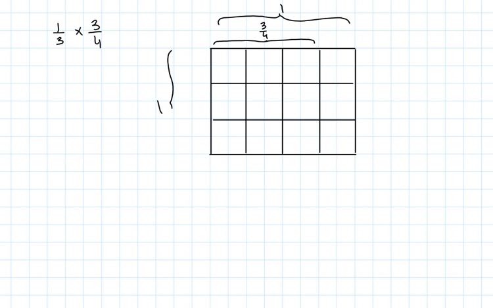Also on the side, or vertically, we're going to be doing the same thing. So that's 1, and that one is broken into thirds, and we only need one of these thirds for our multiplication.